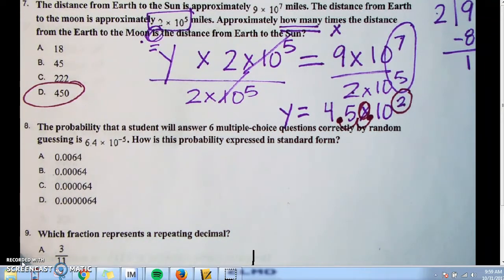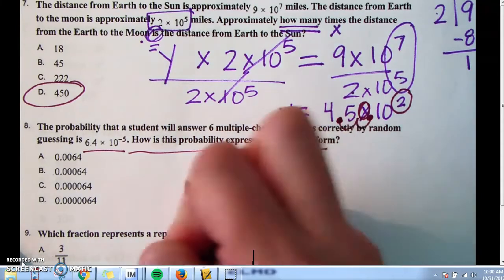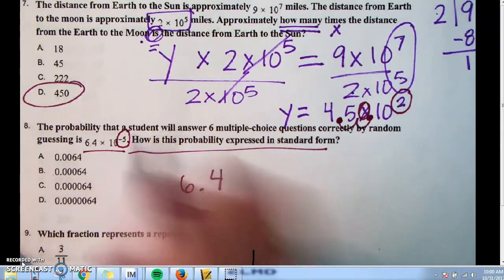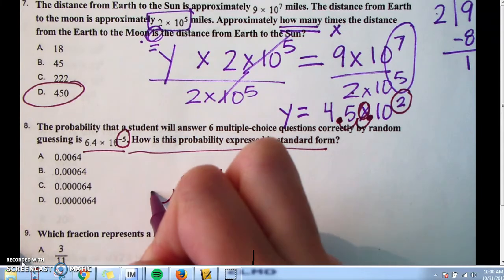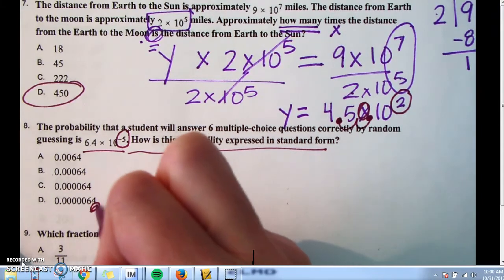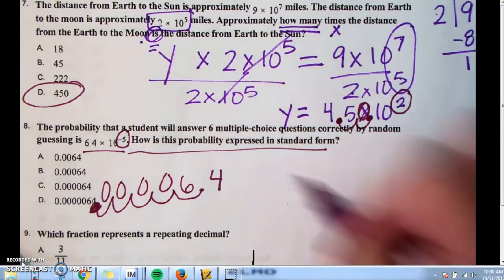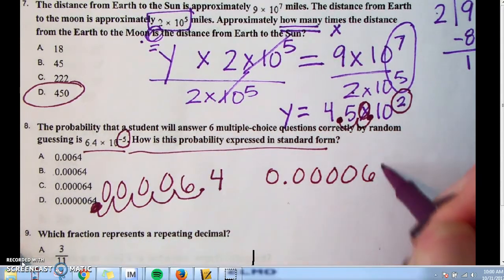Number 8, the probability that a student will answer 6 multiple choice questions correctly by a random guess is 6.4 times 10 to the negative 5th. How is this probability expressed in standard form? So I have 6.4. My exponent is negative 5. That means I'm going to move my decimal to the left 5 places. 2, 3, 4, 5. Put my decimal down. These empty places are zeros. So I have 1, 2, 3, 4 zeros, and then the 6 and the 4.